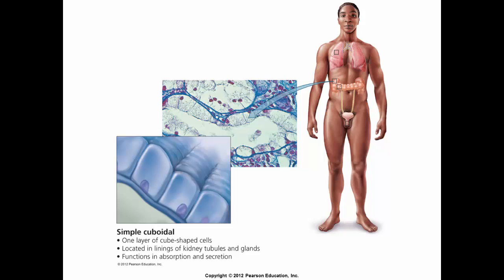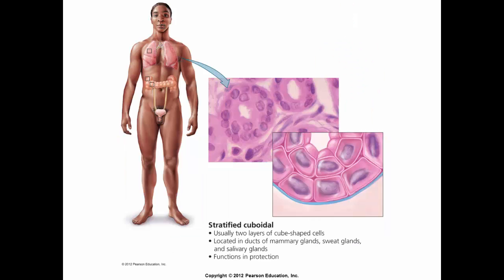Simple cuboidal is a layer of cube-shaped cells located in the linings of kidney tubules and glands, and functions in absorption and secretion. Stratified cuboidal would be typically 2 layers of cube-shaped cells. These are located in ducts of the mammary glands, the sweat glands, and the salivary glands, and function in protection.